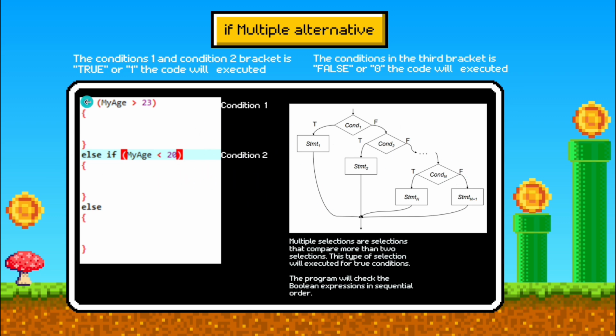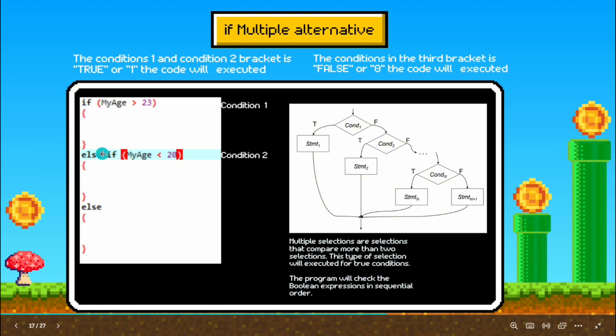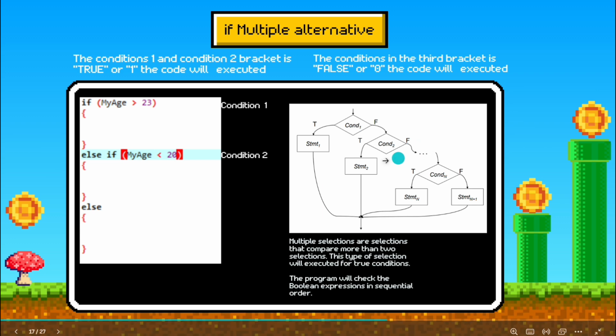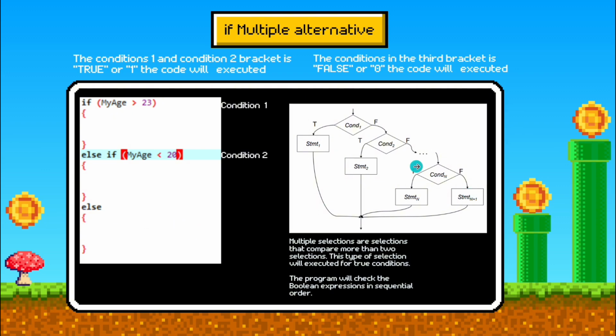If you put more than this, like if, else if, else if, so you have 4 else if. You need to make 1, 2, 3, 4, and 5 for else. So the last condition is, if true, go to the statement, and if false, go to statement n plus 1. So multiple selections are selections that compare more than 2 selections.